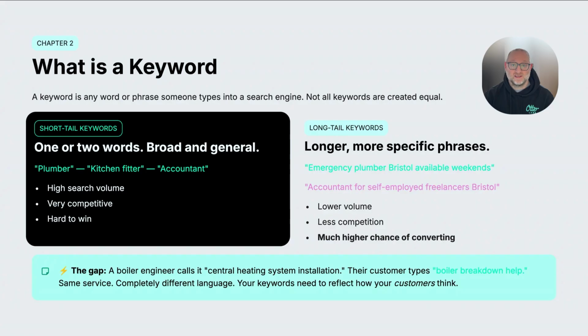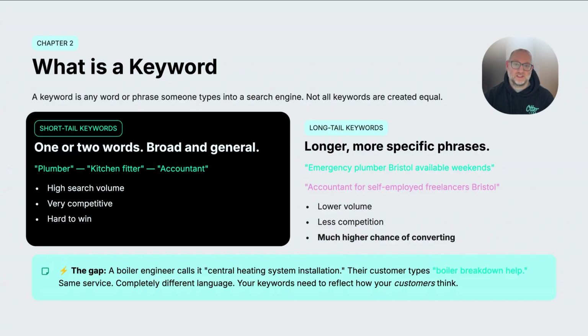So what is a keyword? Let's be clear about this, what we mean when we say keywords. A keyword is not just a single word sometimes. A keyword is any word or phrase that someone types into a search engine. It could be 2 words, 5 words, a question, a location-based phrase. Anything typed into that box is a keyword.